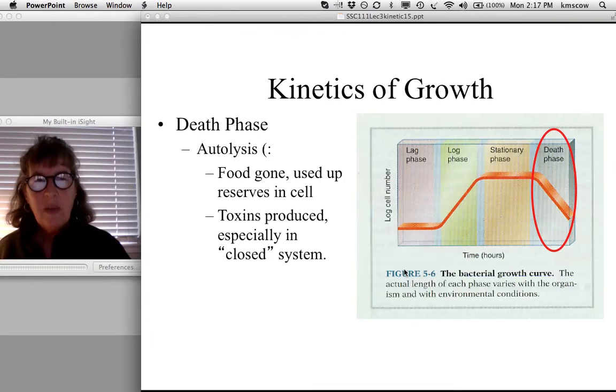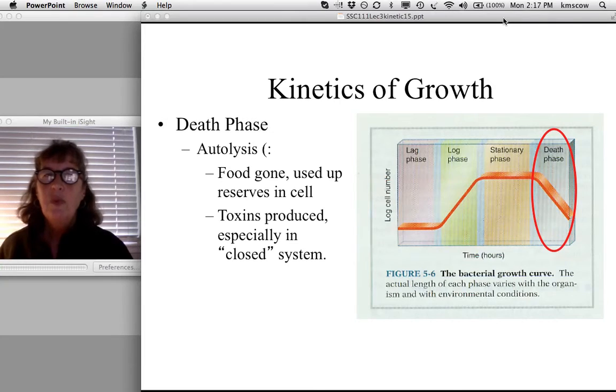Oh, I wanted to say one more thing too. So this is log cell number, but we could also be looking at biomass of organisms. There's different types of measurements that we could be plotting over time here. It could be spectroscopic measurements of turbidity that reflects cells. So anyway, you can measure different things over time.